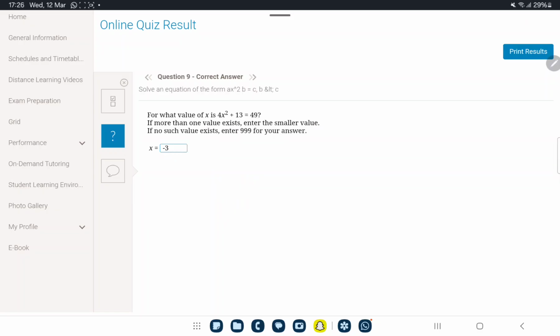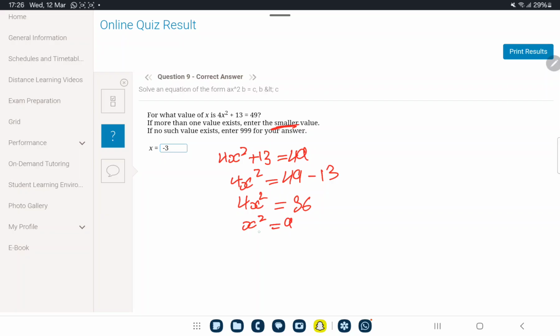Then same thing for this one. They want the smaller value of x. 4x squared plus 13 equals 49. So 4x squared equals 49 minus 13. And then you have 49 minus 13 is 36, and 4x squared equals 36. You divide by 4 on both sides, so x squared equals 9. You square root both sides, so x equals plus minus 3. Smaller value, so x equals minus 3.